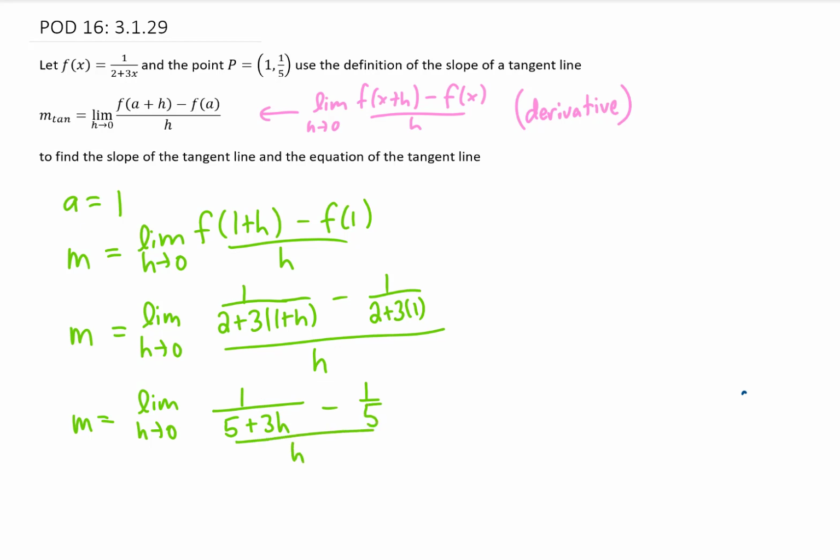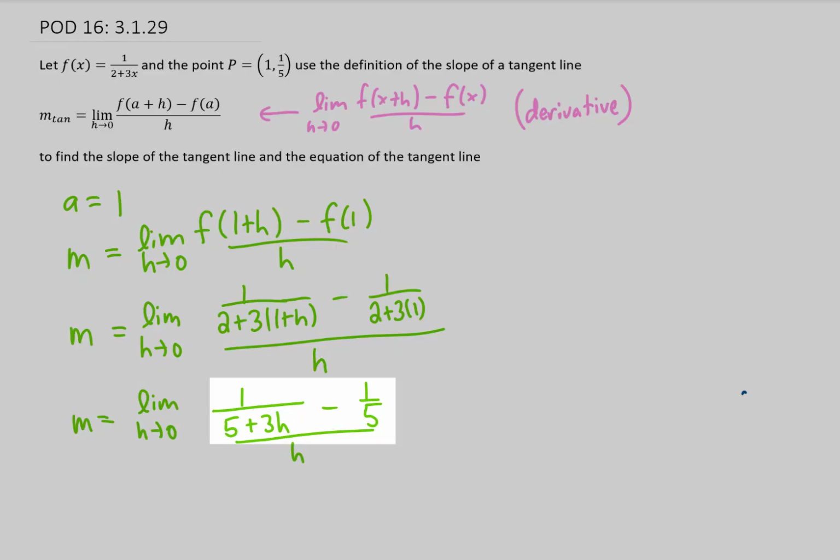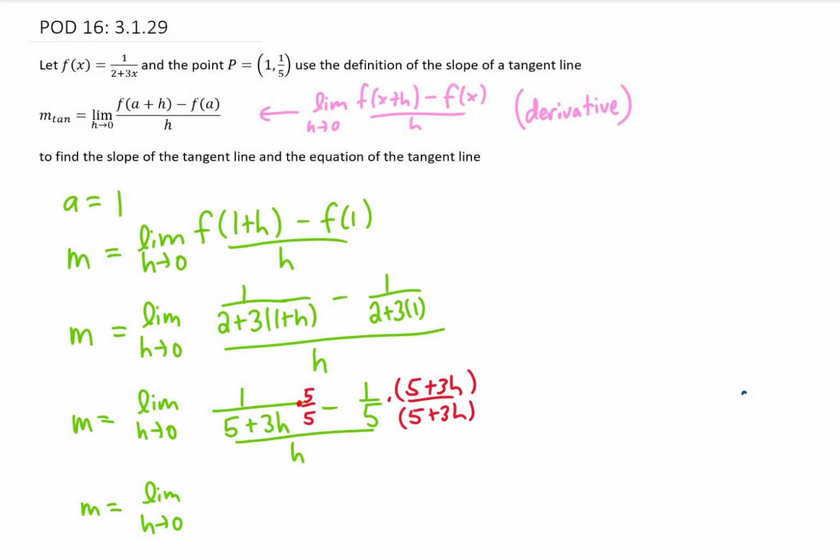And we have a lot of fractions going on here. If we're going to simplify this, unfortunately the only way we're going to be able to do this is to combine these two fractions using a common denominator. That would mean multiplying this fraction by 5/5 and multiplying this fraction by 5 plus 3h over 5 plus 3h. If we do that, our first fraction ends up with a numerator of 5 and a denominator of 5 times 5 plus 3h. Our second fraction over here ends up with a numerator of 5 plus 3h and a denominator of 5 times 5 plus 3h.